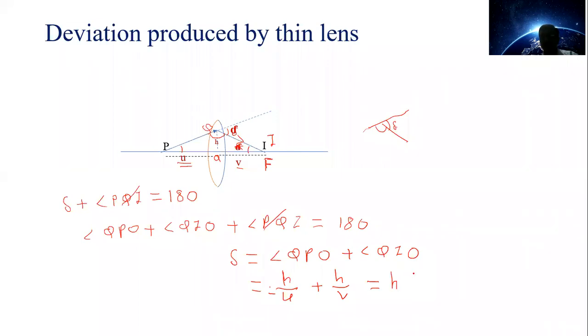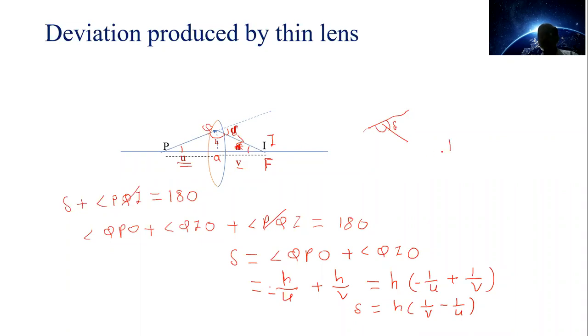Take H common. What will remain in the bracket? 1 upon minus 1 upon U plus 1 upon V. Or we can write here, it is equal to H in bracket 1 upon V minus 1 upon U. Delta is equal to this, H into 1 upon V minus 1 upon U.